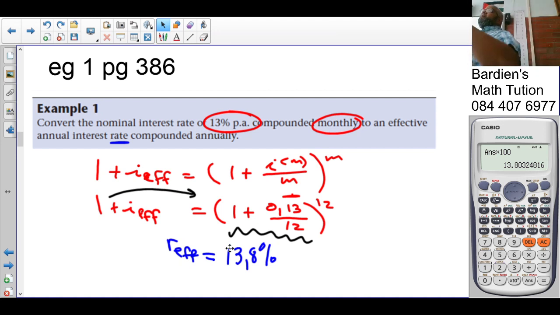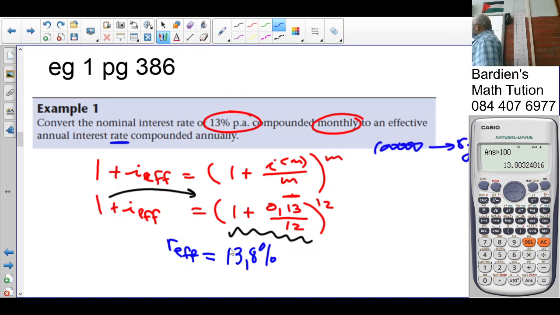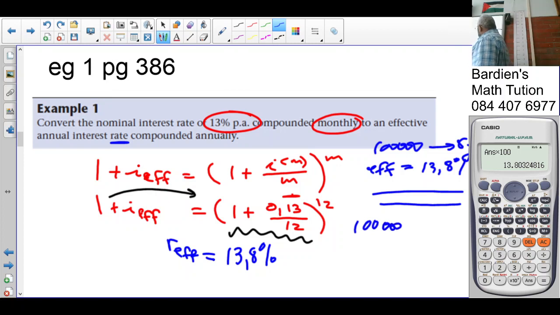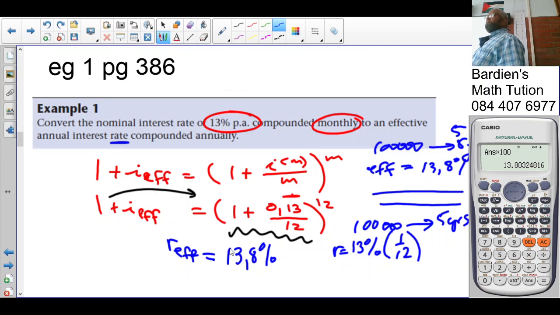So that is to say, if you have invested, say, 100,000 rand for 5 years at an effective interest rate, it will give you the same return as 100,000 rand invested for 5 years at a nominal interest rate of 13% per annum compounded monthly. It will give you exactly the same return. I'll prove it to you now.